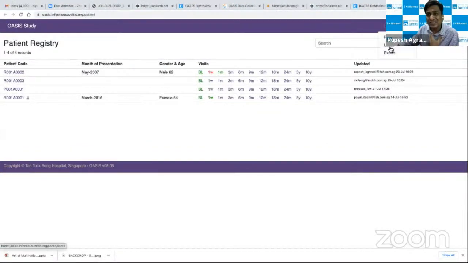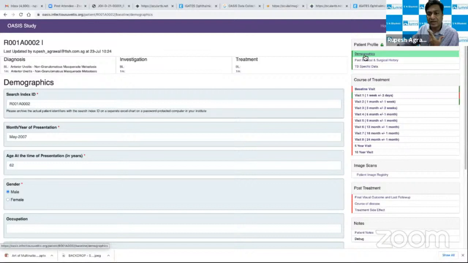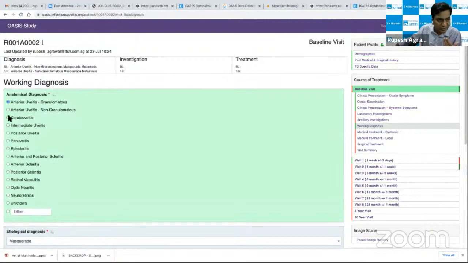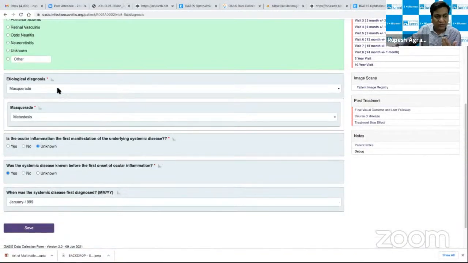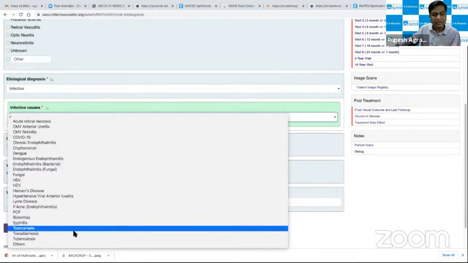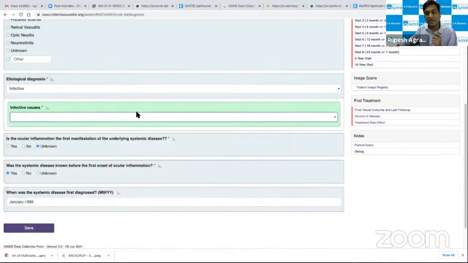Here again, you can see we have different users, and the database is very strong, where you can have the entire EMR of uveitis. What is interesting is that at baseline, you can have a summary of working diagnosis, and you can give a diagnosis of anterior uveitis, keratouveitis, intermediate uveitis. Once you click on the diagnosis, etiological, you can even click under infective, and it can come to all the kinds of things. This is what we need when we talk about biomarkers, whether in the form of proteomics or genetic markers. You need to have this structured data.